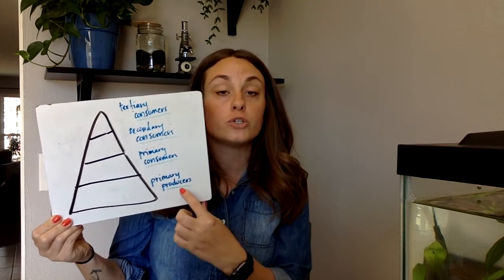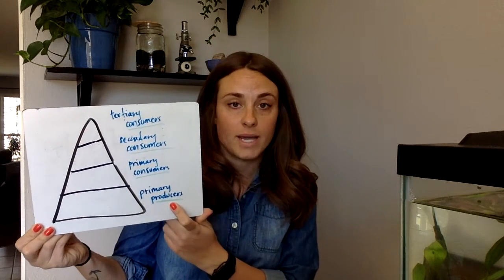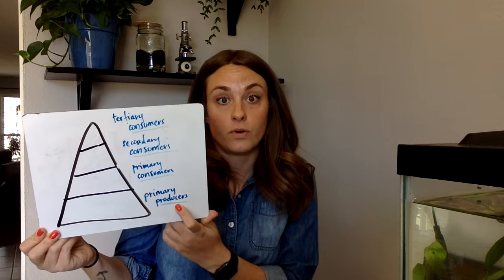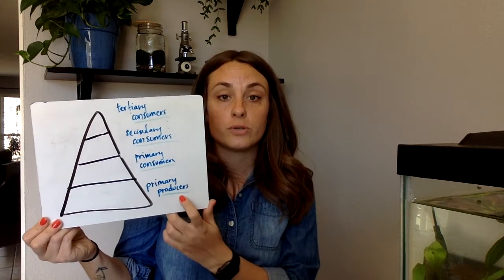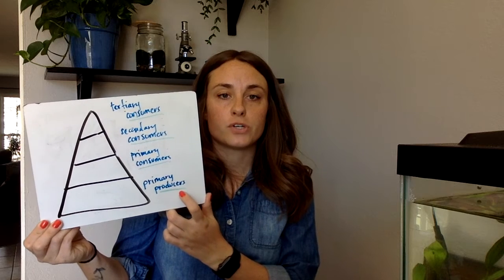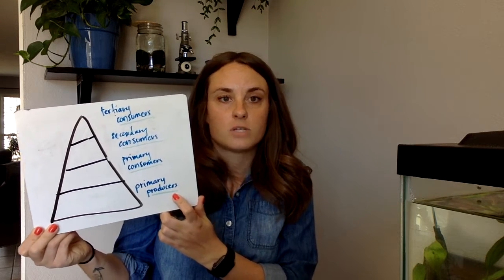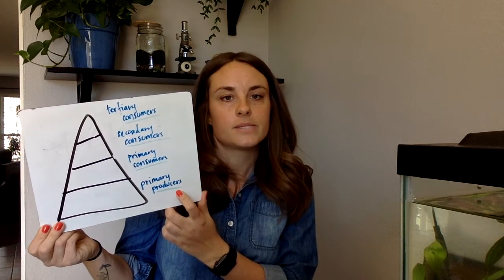Primary producers are organisms that basically make biomass. And the way that that works is through photosynthesis. So primary producers are plants. Primary producers harness sunlight energy and turn that into biomass, which seems like magic to me sometimes.